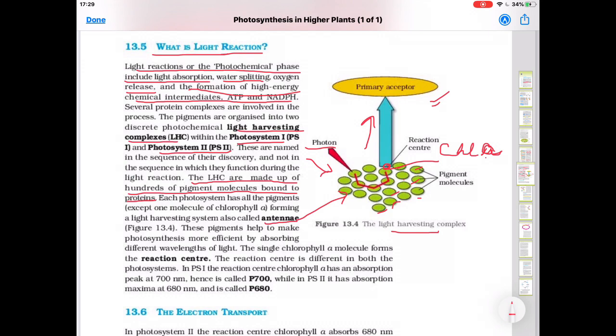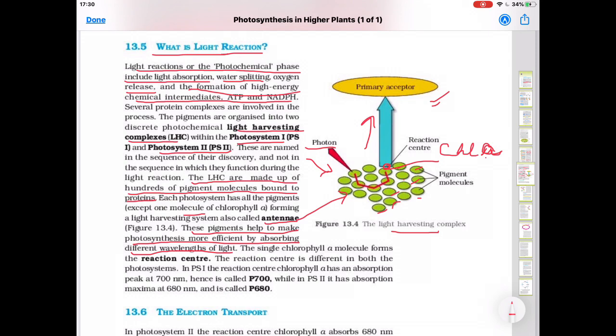The light harvesting complex is made up of hundreds of pigment molecules bound to protein. Each photosystem has all the pigments except one molecule of chlorophyll A, forming a light harvesting system called the antenna. In the antenna, different types of pigments or different molecules are present. These pigments help to make photosynthesis more efficient by absorbing different wavelengths of light. These surrounding pigments are absorbing different wavelengths of light.